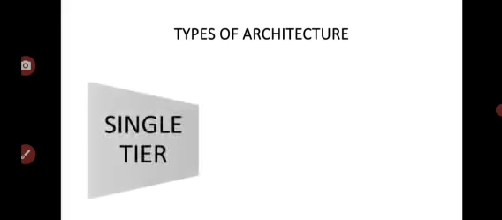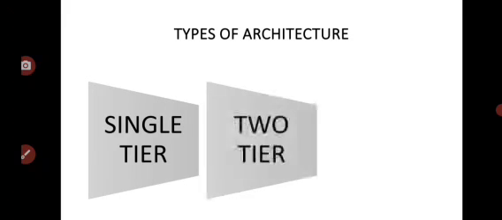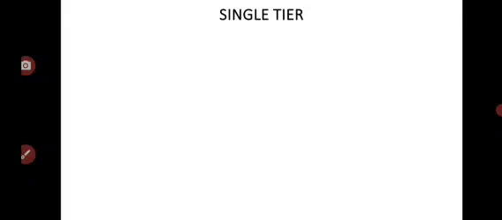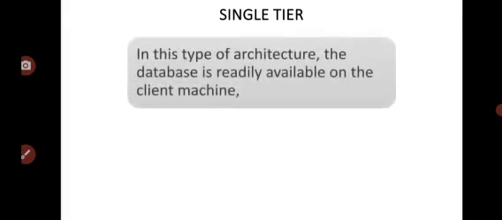The types of architecture are further divided into three types: single tier, two tier and three tier. That means single layer, two layer and three layer. Here tier means the layers. So in the single tier, in this type of architecture, the database is readily available on the client machine.